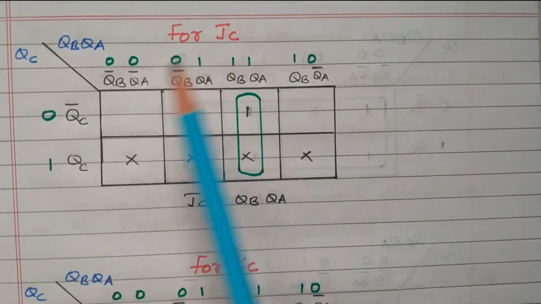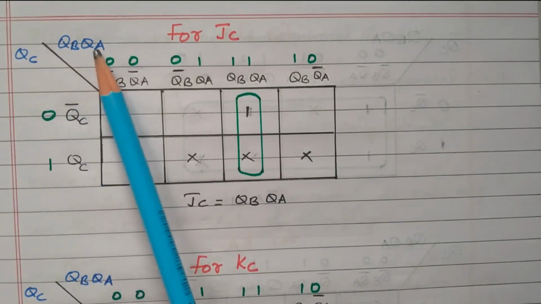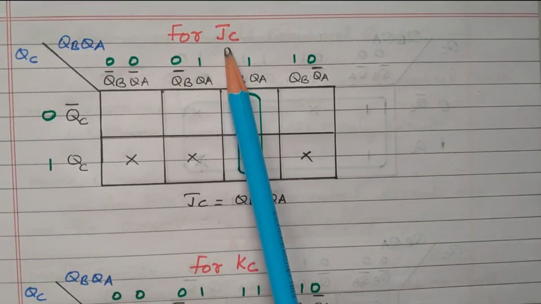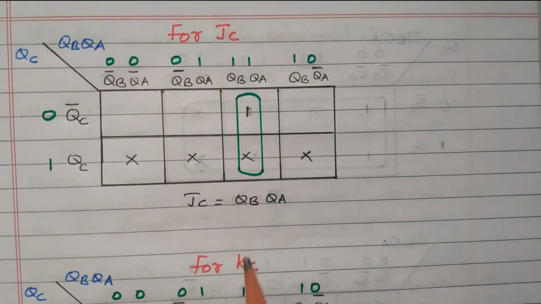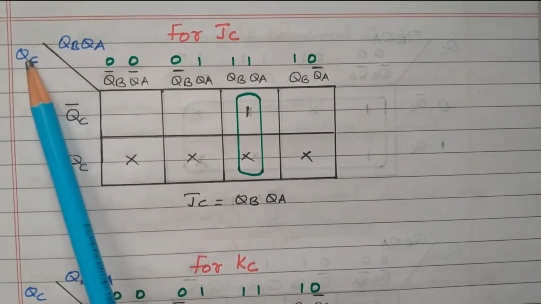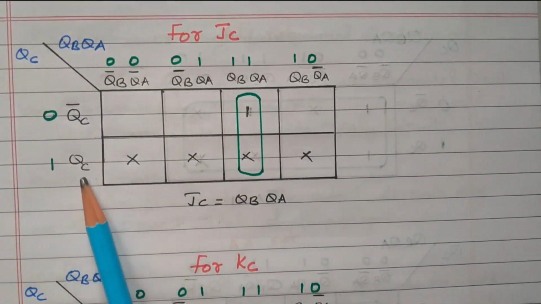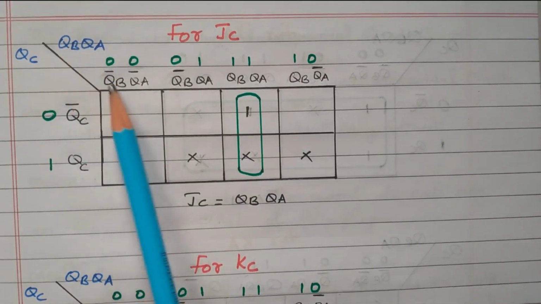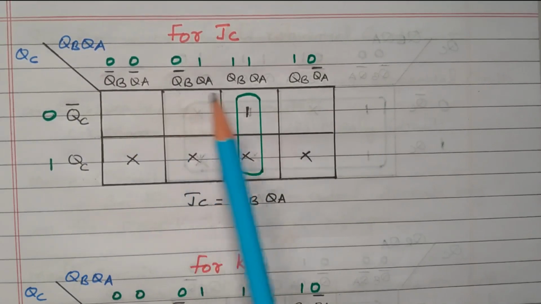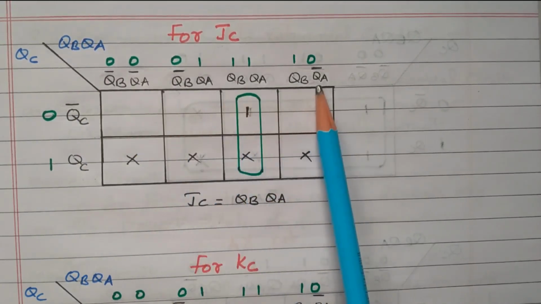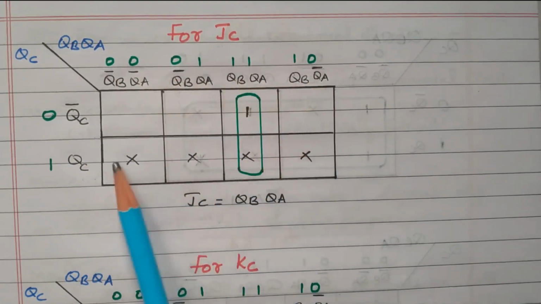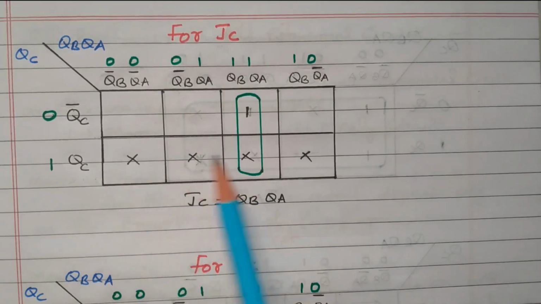So for JC, the inputs are QC, QB, QA, the current states. The current states are the input, the output is the expression for the C flip-flop J. Similarly, we can go for K, right. So the inputs are QC, QB, QA. QC has 2 combinations, QC bar, QC. QB, QA 2, so 4 combinations are available: QB bar QA bar, QB bar QA, QB QA, QB QA bar. That is 00, 01, 11, 10. So from the table it is marked. These 4 are don't care conditions.